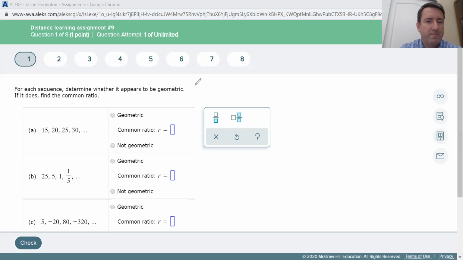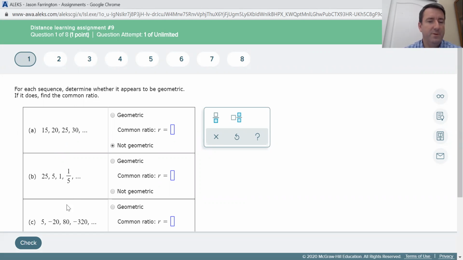So for this first one, 20 divided by 15 is, what would that be, 4/3. And 25 divided by 20 would be 5/4. So this is clearly not geometric. In fact, we can see that it's arithmetic because we're adding 5 to get to the next term. So let's just put not geometric for that one.